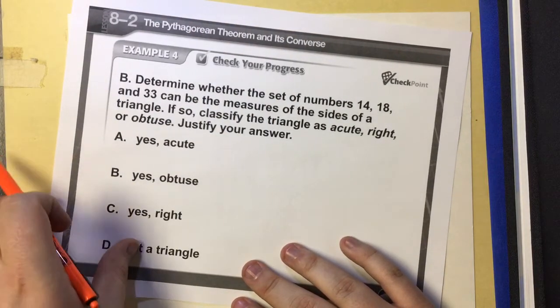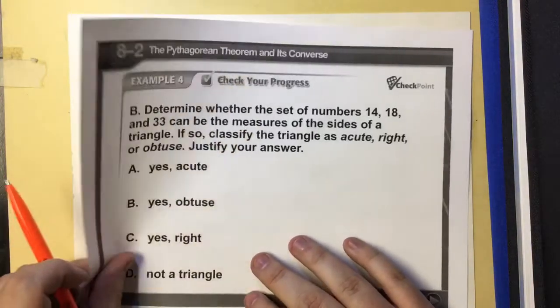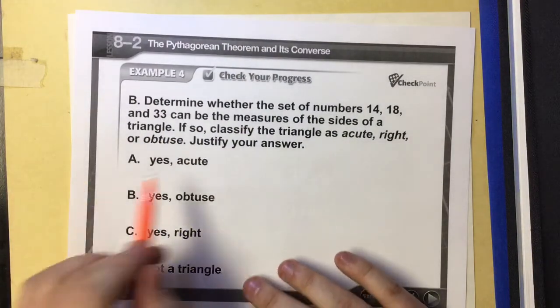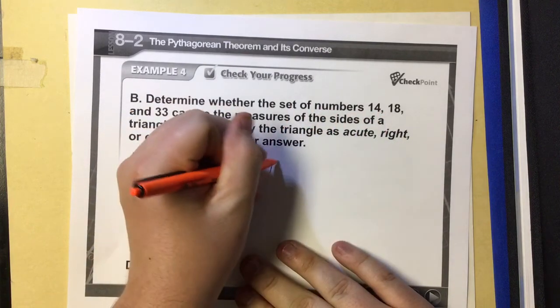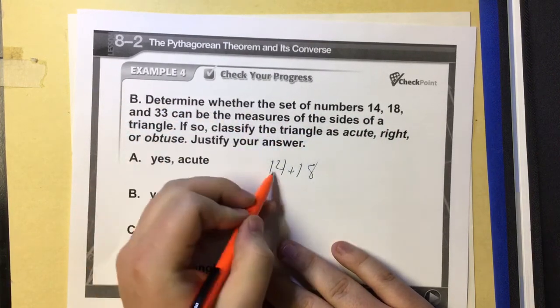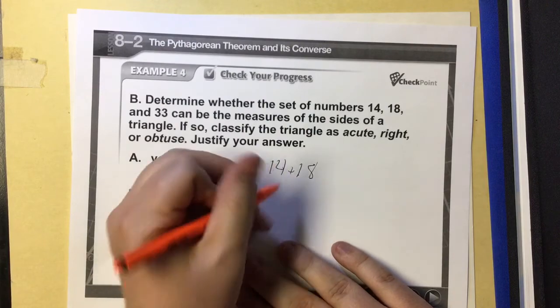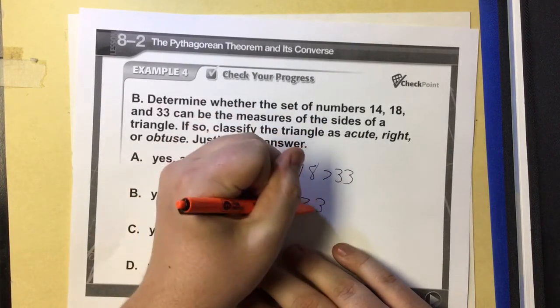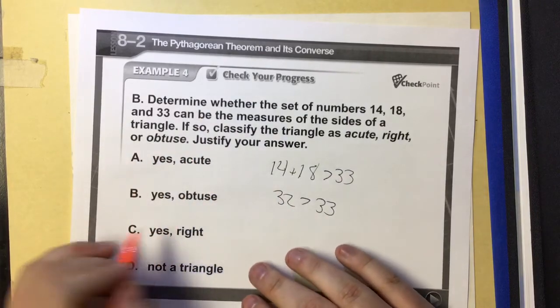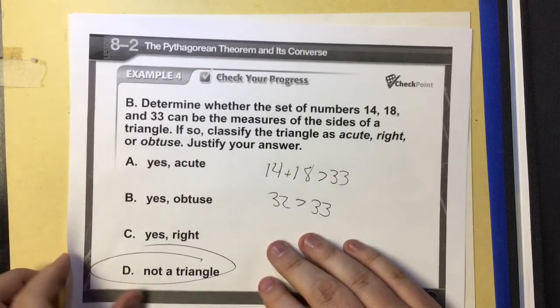And then our last example here, for our last example, we are going to do 14 plus 18 to see if it can be a triangle. 14 plus 18 is 32. That has to be bigger than 33. And since 32 is not bigger than 33, we say no, it is not a triangle.